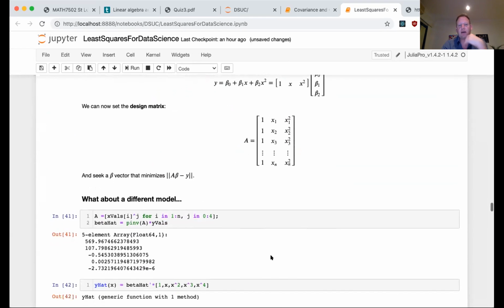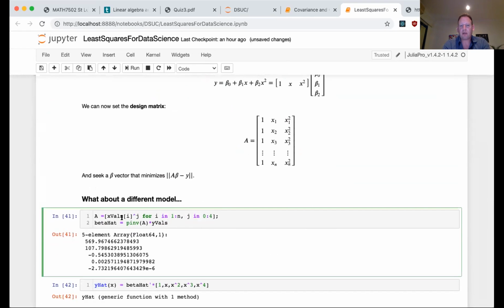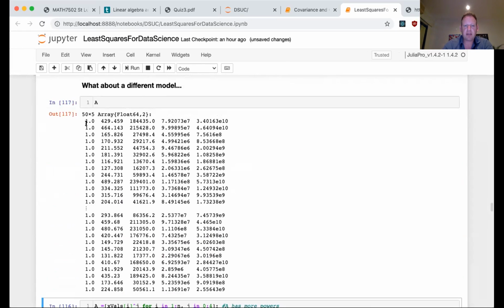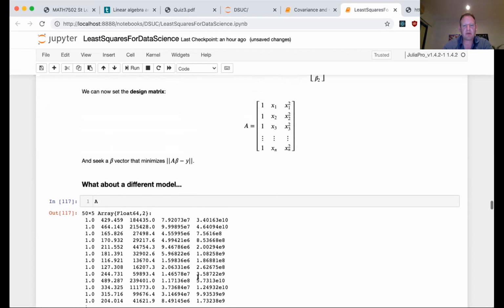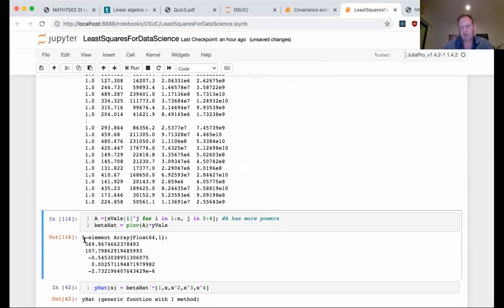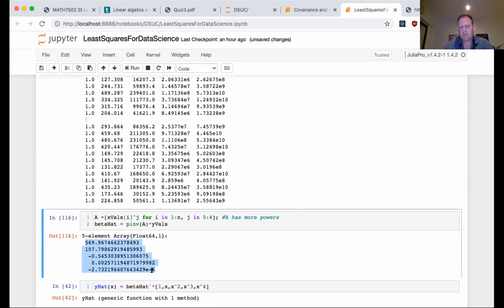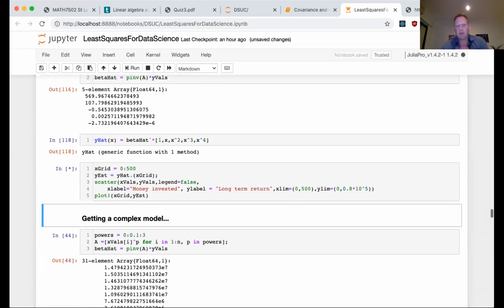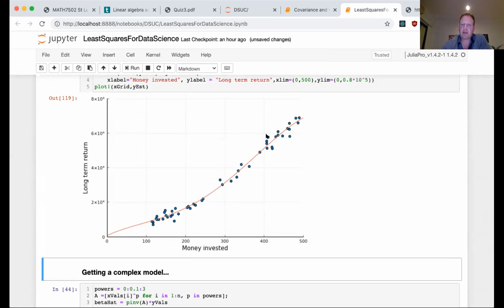So what if we were now going to go more? Let's take A to have more powers. Just so you see, here's the design matrix A. It has the intercept, that is x to the power 0. It has x to the power 1. It has x squared, x cubed, and x to the 4th power. Why not? Sky's the limit. Let's throw in more features. If we do this, we could still get beta hat. We can still make a prediction. And look. Wow, look at this. This is now a 4th order model.